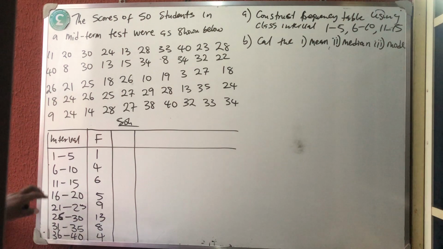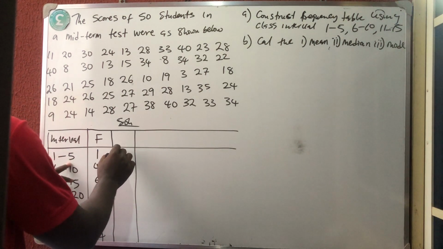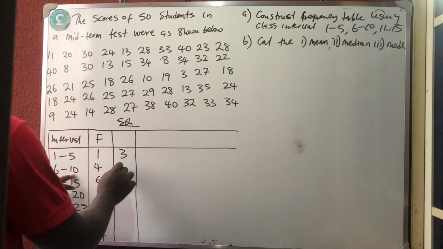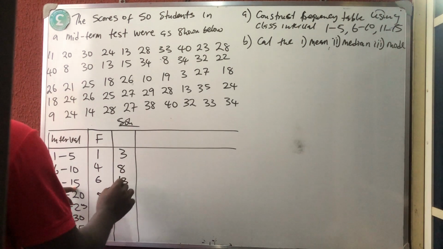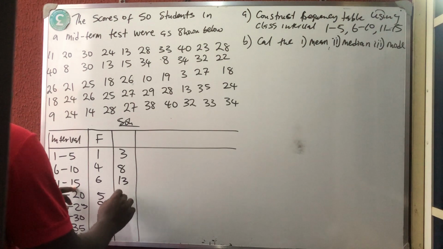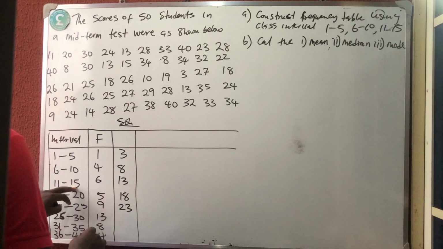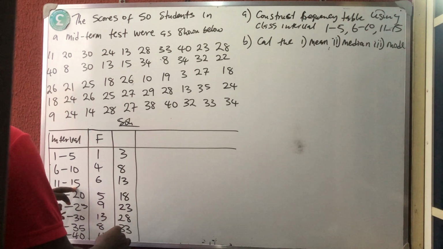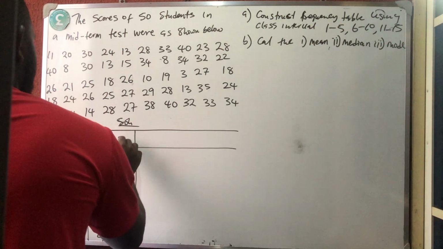So let's get our X. Don't forget how to get X. X is simply adding the two limits and dividing by 2. 1 plus 5 is 6, divided by 2 is 3. 6 plus 10 is 16, divided by 2 is 8. 11 plus 15 is 26, divided by 2 is 13. Then 18, 23, 28, 33, 38. So that's my X.